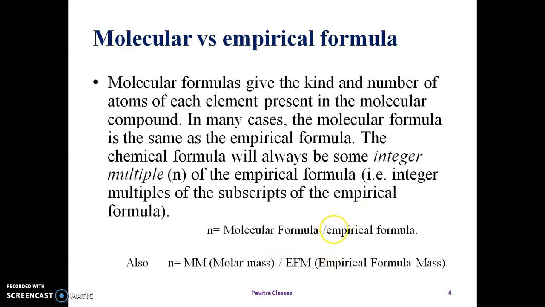n, the integer multiple, is equal to molecular formula divided by empirical formula. Or you can write it like this: empirical formula into n is equal to molecular formula. And one more calculation is that the integer multiple is equal to molar mass divided by empirical formula mass. So these are two major formulas for converting between the molecular formula and the empirical formula.